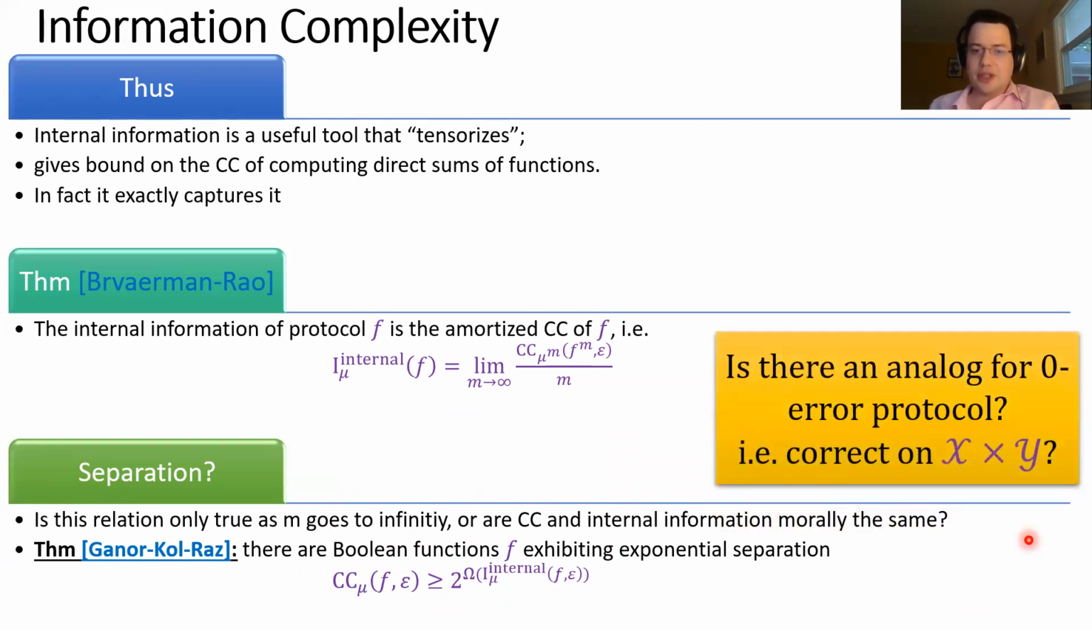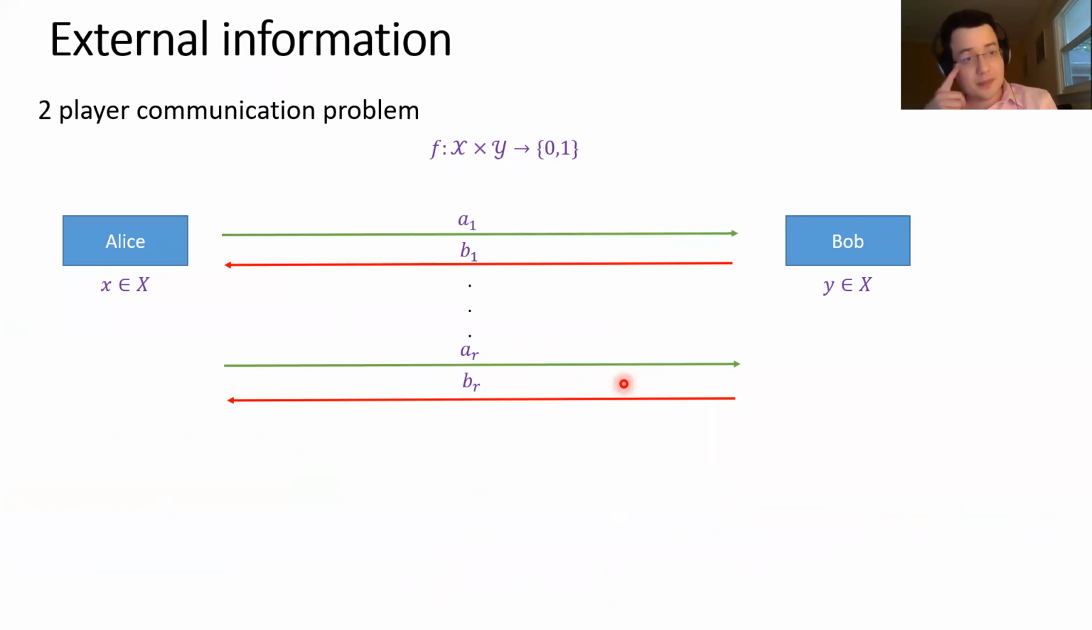So it's actually critical that in all of this discussion, it's epsilon error and not zero error. Epsilon can be sublinear, it can be subconstant. It can be something like 1 over m or even a little smaller, but it cannot be zero. So the zero error amortized communication is not as well understood. And we don't know if there is an analog for zero error protocols.